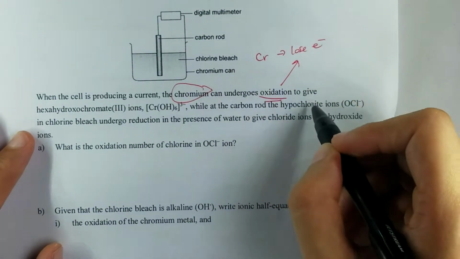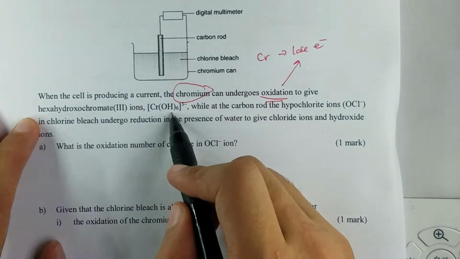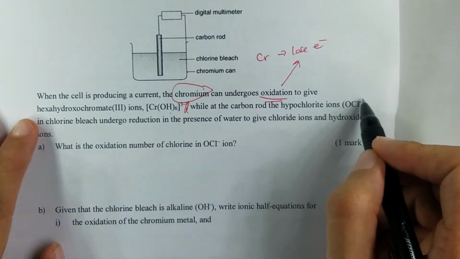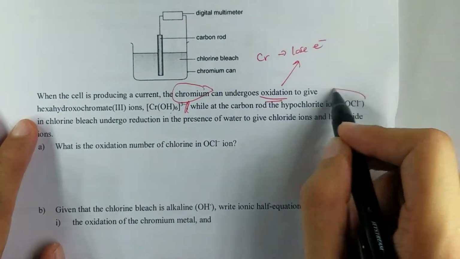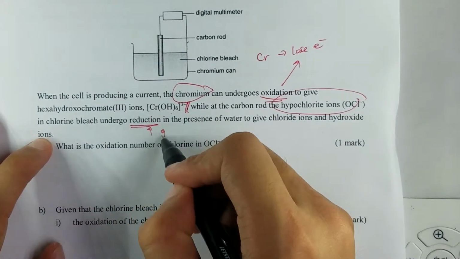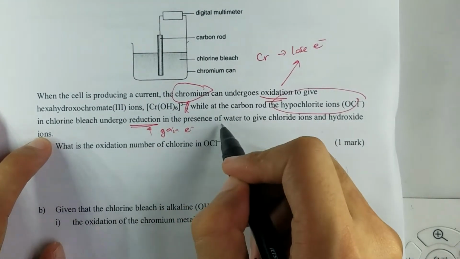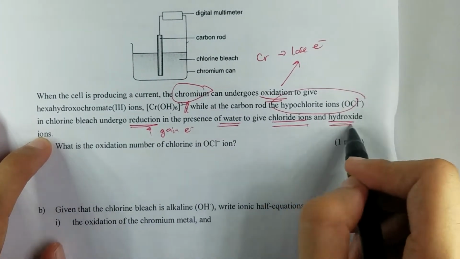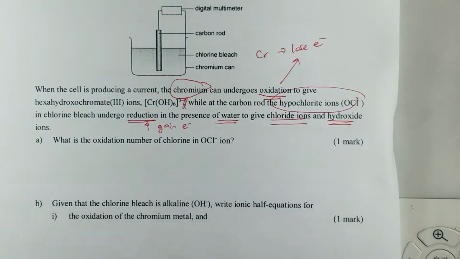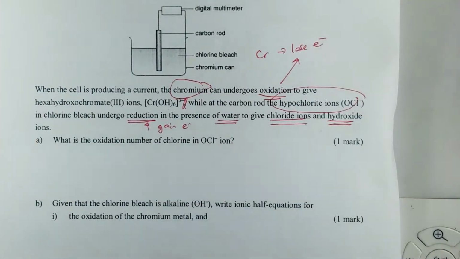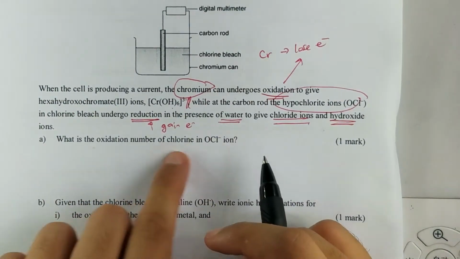Oxidation. So that means loss of electrons to give this particular thing. While at the carbon rod, the hypochlorite ions undergo reduction. That means gain of electrons to give, in the presence of water, chloride ions and hydroxide ions. So basically all the information is given. You have to just translate the words into equations. So let's look at the first one.